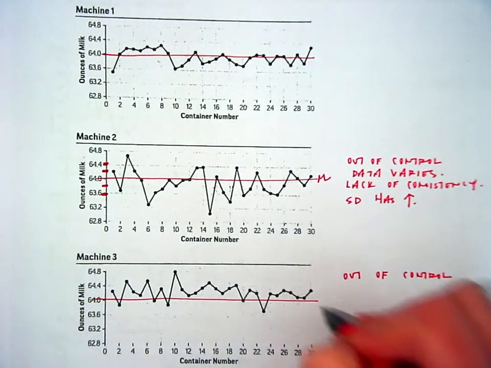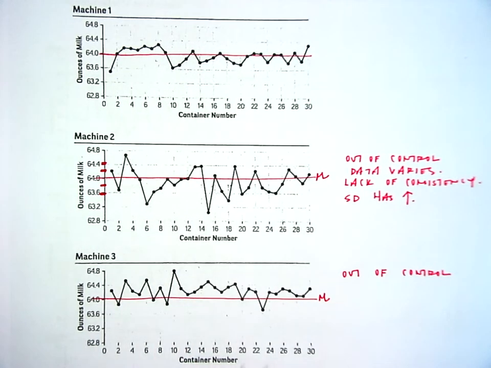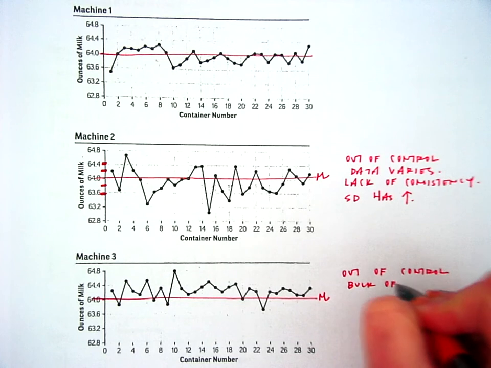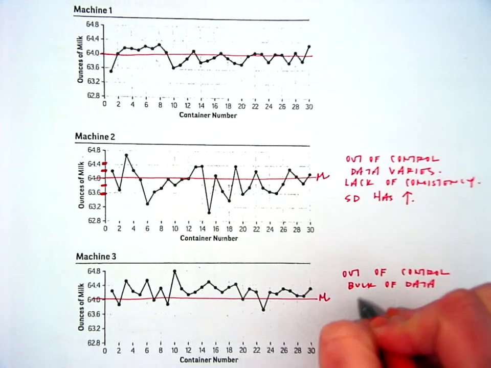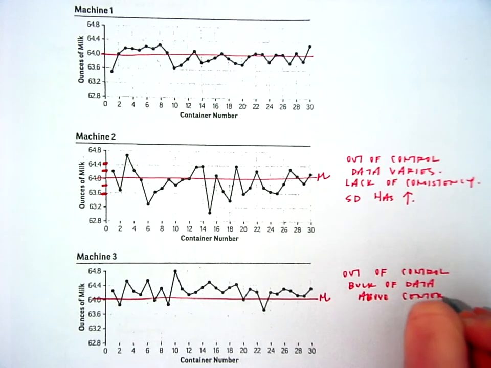All right, so again, that center line is where the mean is. The mean was 64. So why is this one out of control? Well, it looks like the bulk of the containers have more ounces than the mean, right? So if I look at all my data, most of it is above that center line. So it's giving me an indication that the mean has increased because the bulk of the data is above that center line. So let me write that. Bulk of data is above the center line, and the center line is where the mean is.